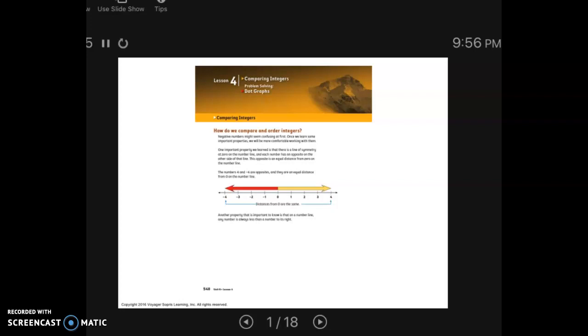Hey guys, so for today's lesson we're going to be doing Unit 8, Lesson 4. We're going to talk about comparing integers and how we compare and order integers.